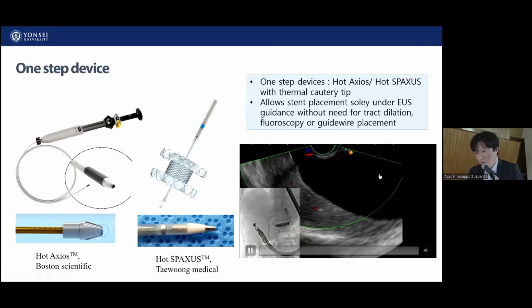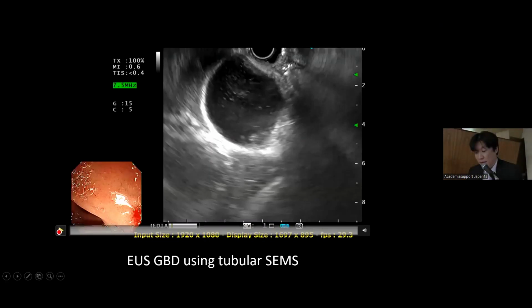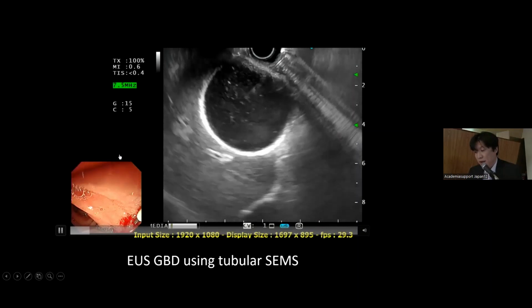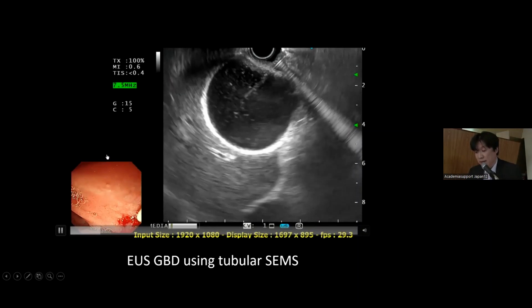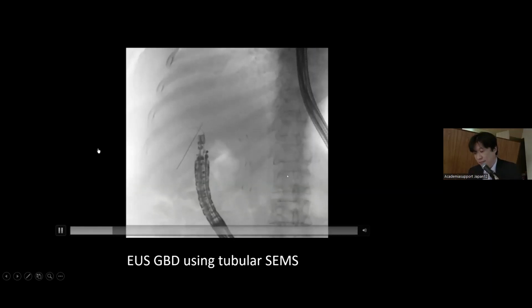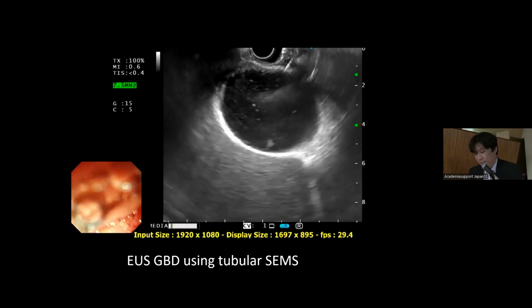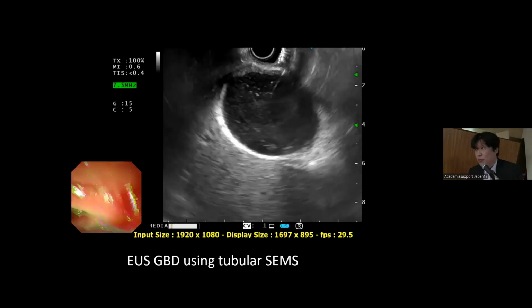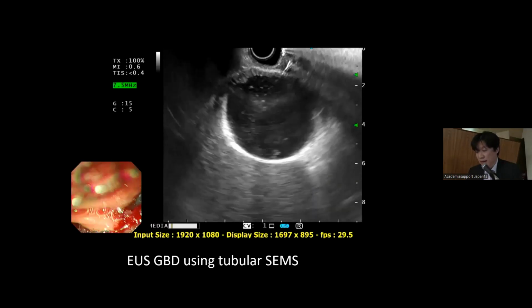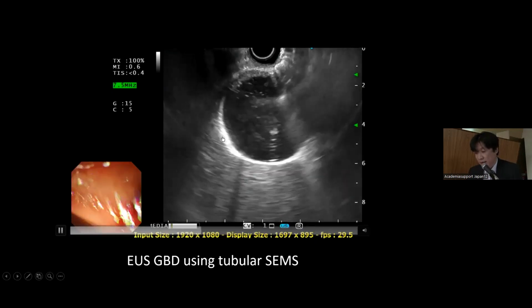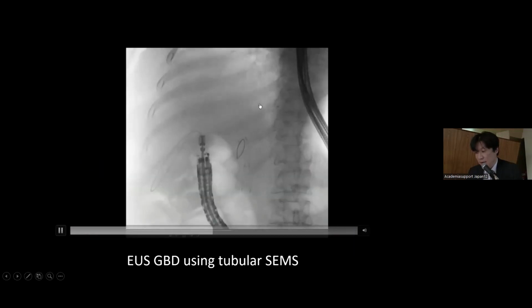Let me show you one case of USGBD using a tubular SEMS video clip. The GB neck portion was punctured with an FNA needle. After guide wire coiling and looping sufficiently, a cystotome was used for tract dilation along the guide wire. It is safe and you can see the puncture.